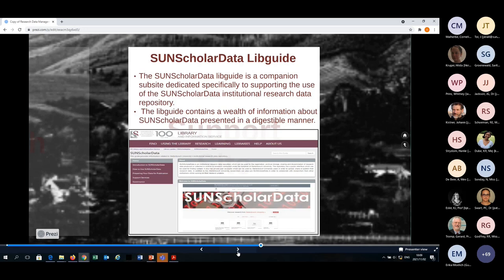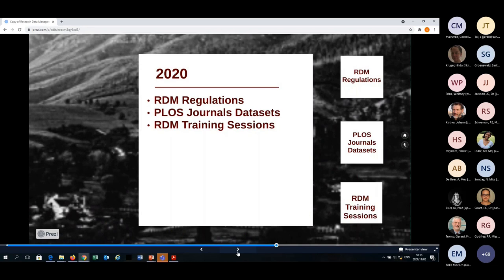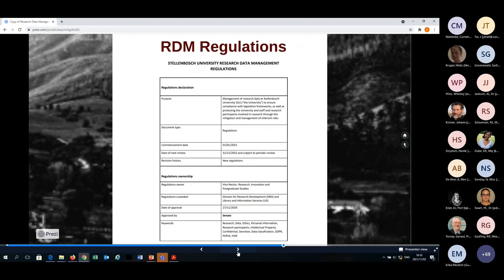Moving on to 2020 then, the library participated in the drafting of the RDM regulations. This actually started way back in 2019, but the regulations were eventually finalized in 2020. And in November of that year, the University Senate approved the documents, and the commencement date of the regulations was the beginning of this year. And as Sarita would have alluded to, the RDM regulations essentially govern the management of research data at Stellenbosch University.